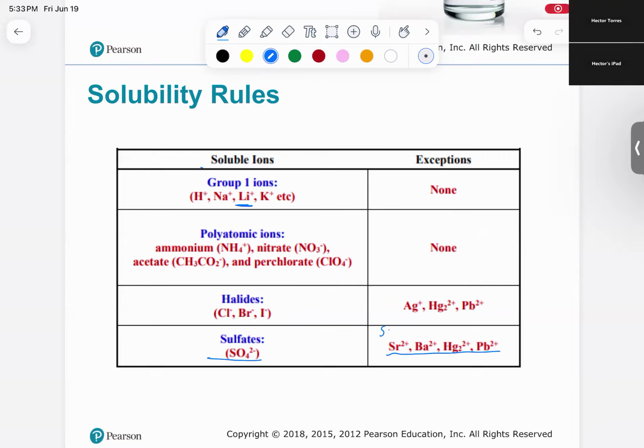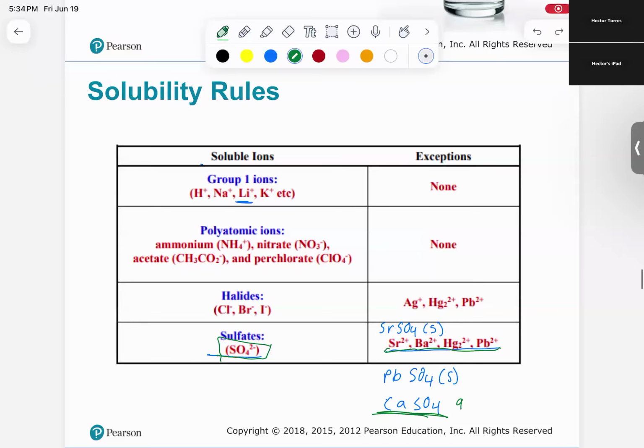So if I have SrSO4, this one's going to be a solid. If I have PbSO4, this one's also going to be a solid. Okay, so if I had, let's say, CaSO4, we check on here. This one's typically soluble, except with these four exceptions. Ca is not one of those exceptions, so this one is going to be aqueous.